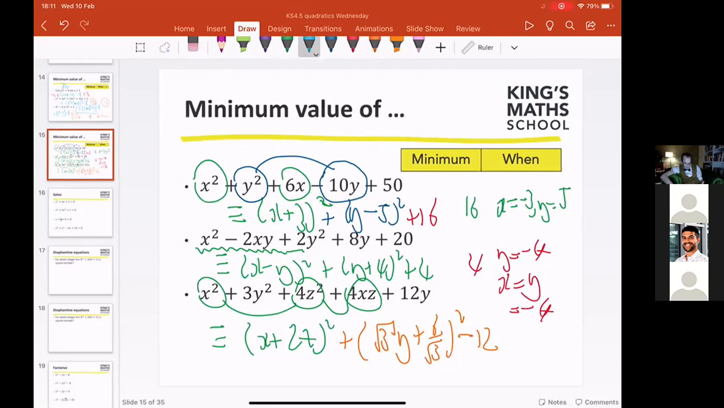So the reason why I chose this example is because this gives you a value for y. y has to equal -6 over 3, which is -2. And this gives you a relationship between x and z. x has to be -2z. So the first two have unique minima. The third one does not have a unique minimum. It has a whole family of minima where y equals -2, with any pair of values x and z, as long as x equals -2z. So you're getting different behaviours happening, despite the expressions looking similar.